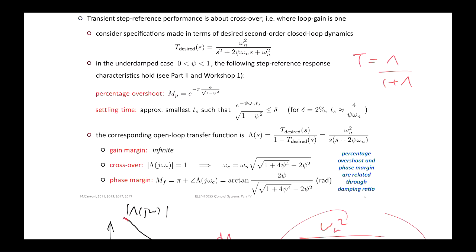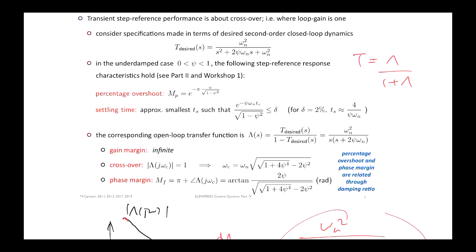And so we can now translate these specifications, settling time and overshoot, which give us specifications on the damping and the natural frequency, into what the crossover frequency should be, via this being the corresponding open loop transfer function, and a corresponding phase margin which depends on the damping. So this is often a tool that's used to translate these time domain specifications into frequency domain specifications.